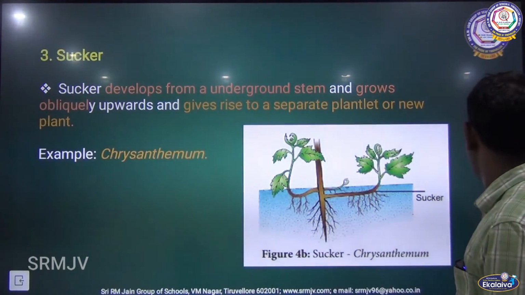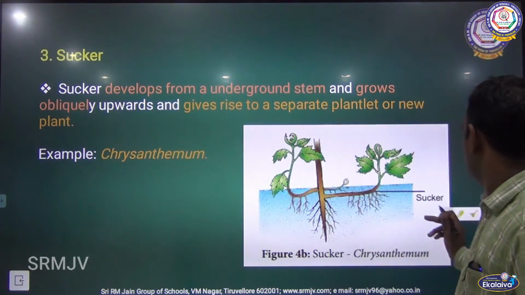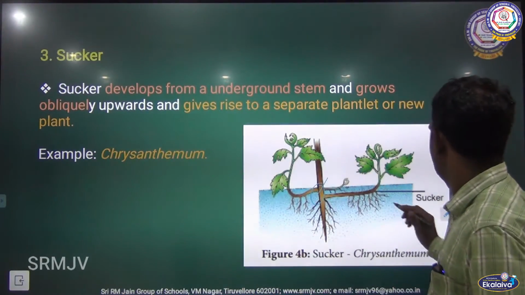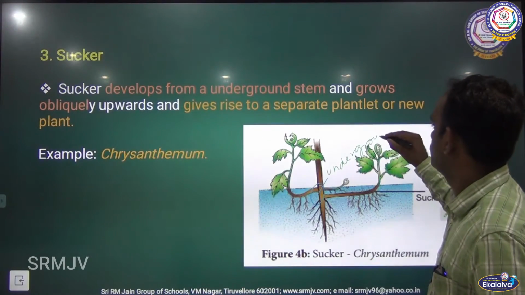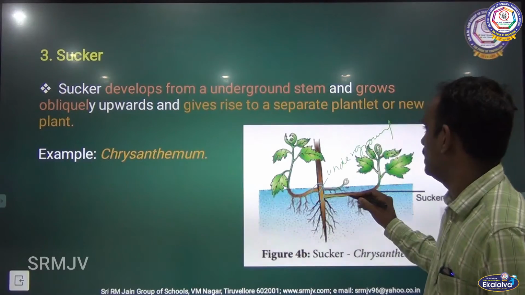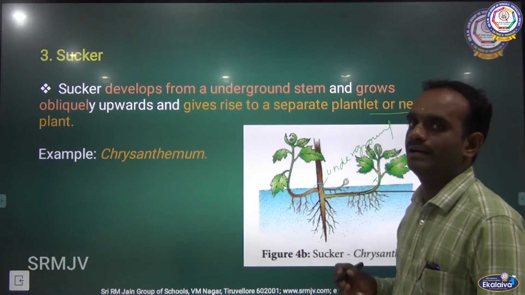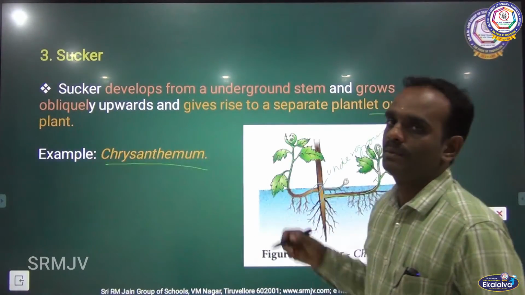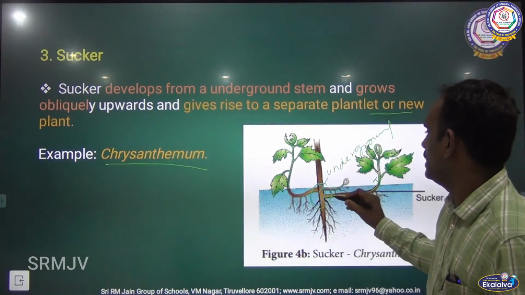The next one is sucker. Sucker develops from the underground stem. See the picture here. This is an underground stem, and it grows obliquely upwards and gives rise to a separate new plantlet. Example: it is seen in chrysanthemum. See here, sucker develops from an underground stem.